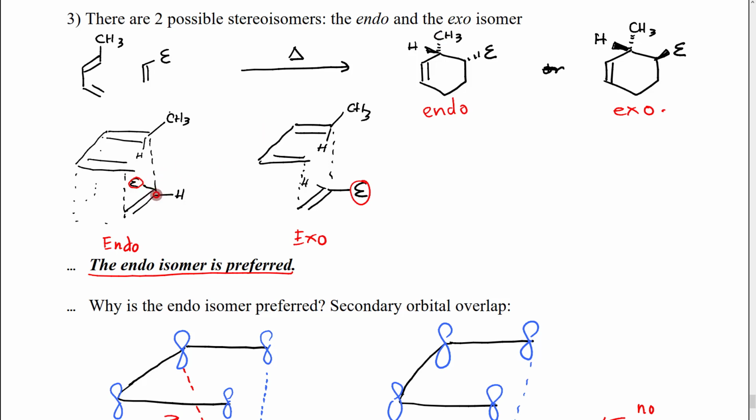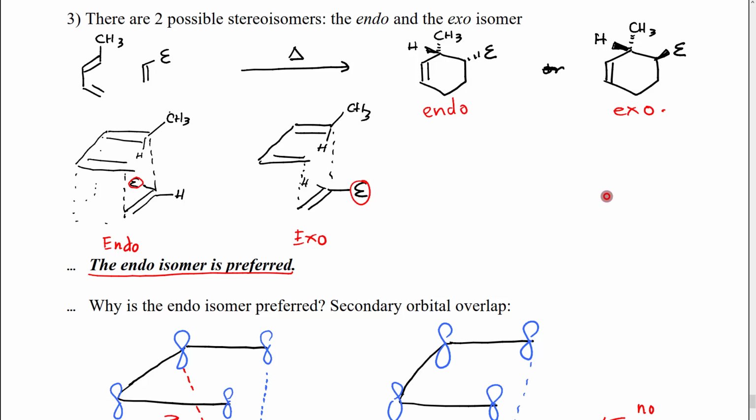When this E group is endo, it will also end up on a dash. So in the endo isomer, we're going to get this diastereomer, this relative cis and trans, both cis, both on dashes. In contrast, if we do the same thing but we do the exo, now if the E group was on a dash here, it should be on a wedge here, and that's what we see. The methyl's still on a dash, but the E group is on a wedge. Now we have the trans. So these two are diastereomers.